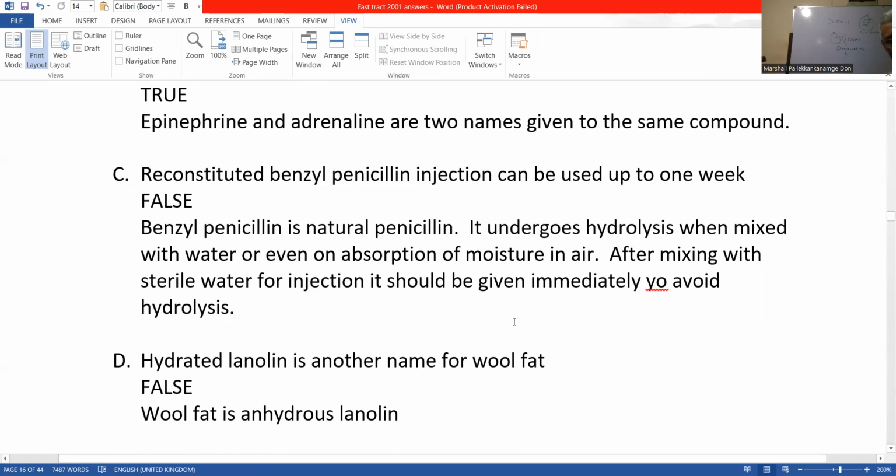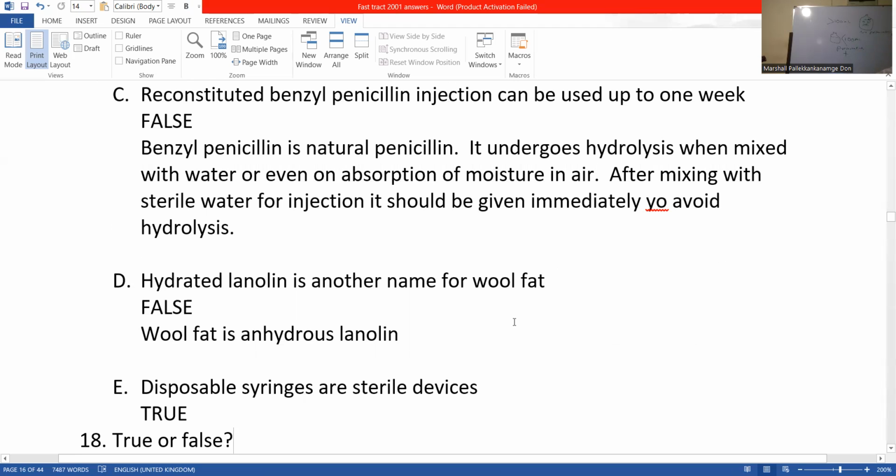Reconstituted benzyl penicillin injection can be used up to 1 week. So benzyl penicillin is natural penicillin and it will get hydrolyzed very quickly. So you never keep it for maybe 1 hour, 2 hours. Otherwise, you have to give the injection immediately after reconstitution. What happens is it gets hydrolyzed.